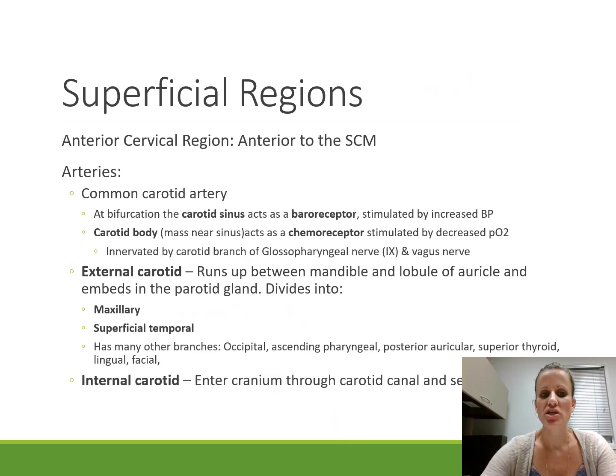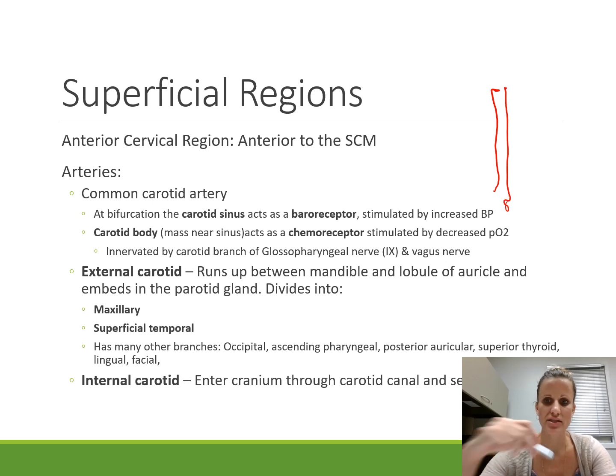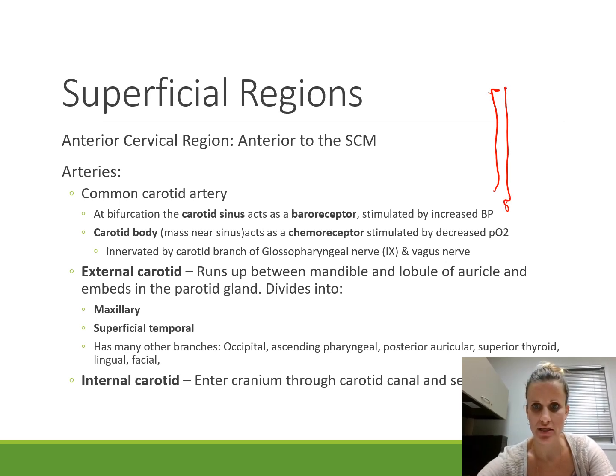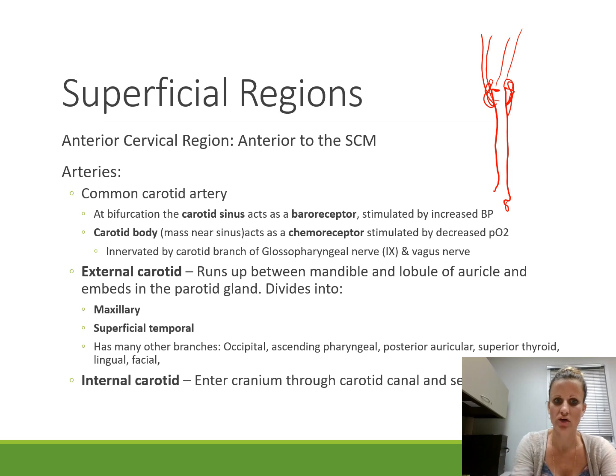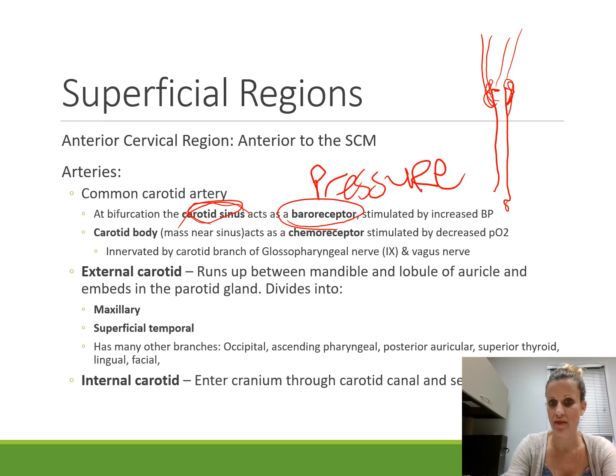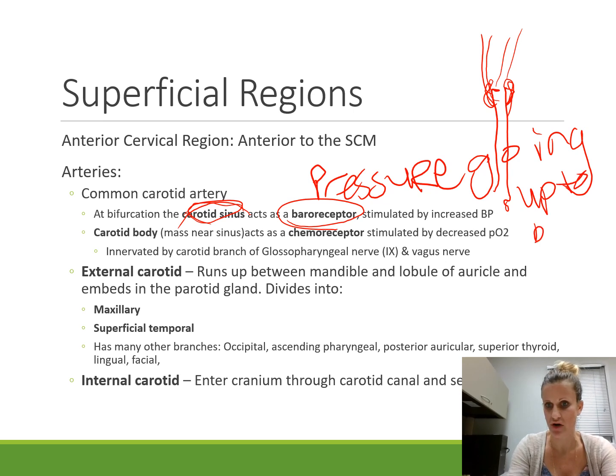At the bifurcation of the common carotid artery into the external and internal, right? So the common carotid is going up the neck. At the top of the thyroid cartilage, it splits into the external and internal. Right there, there's this swollen area called the carotid sinus. The carotid sinus has baroreceptors that monitor the pressure in the blood going up, right? So the blood pressure going up towards the brain.